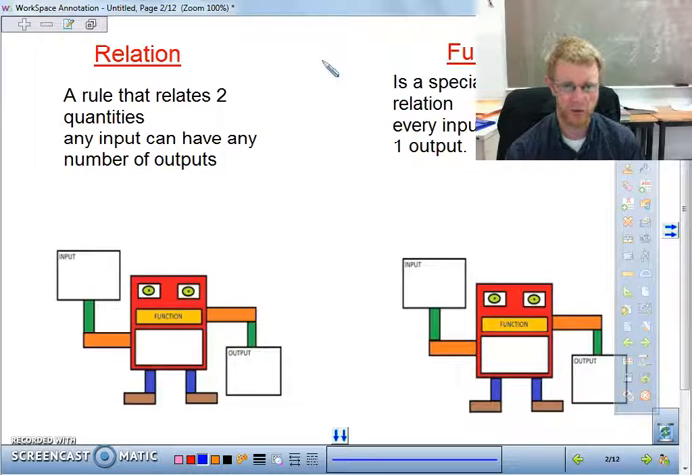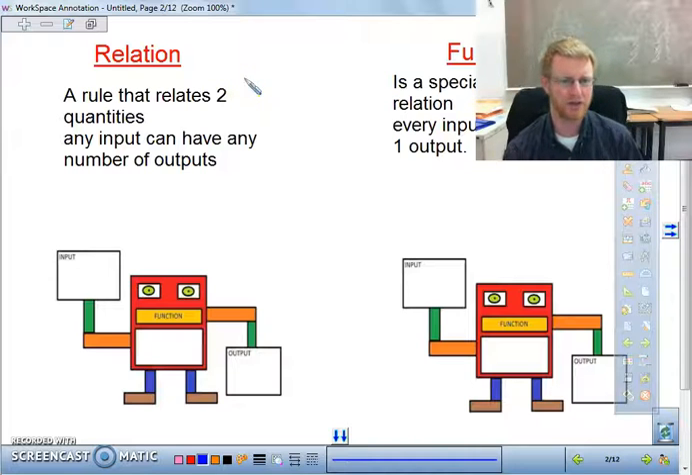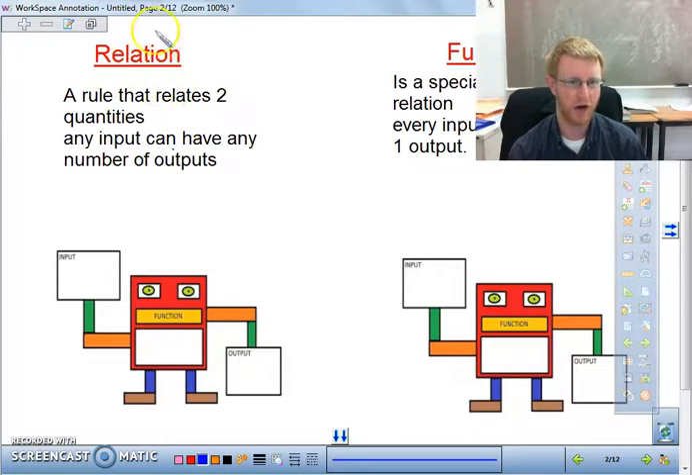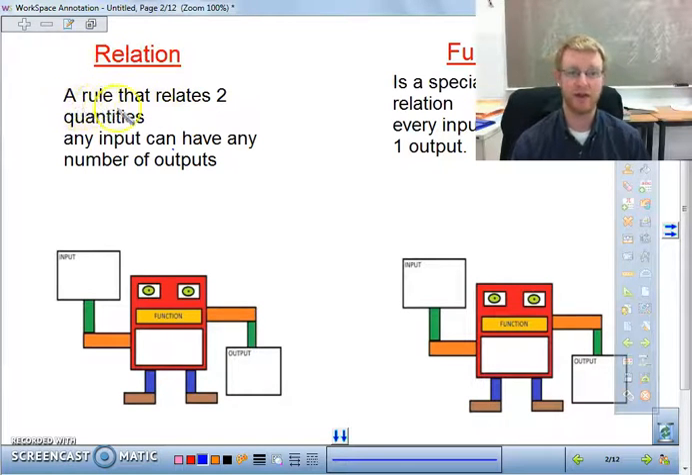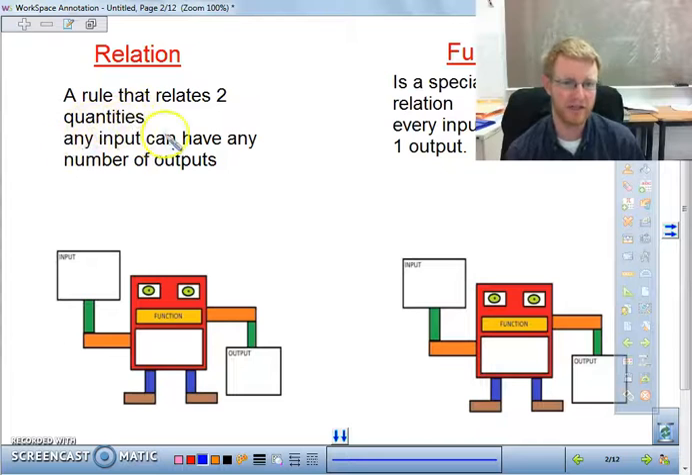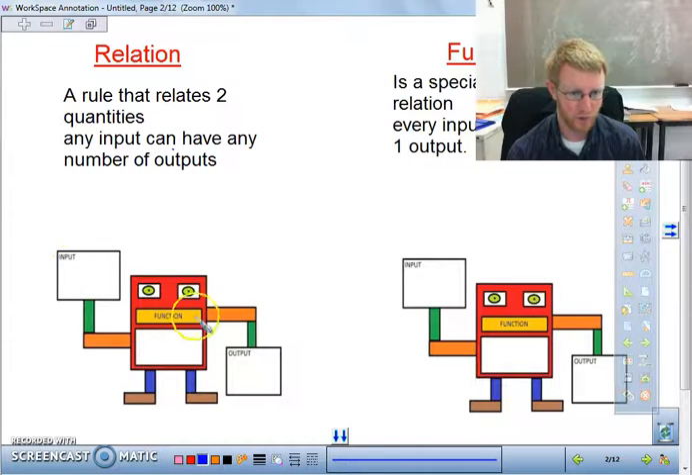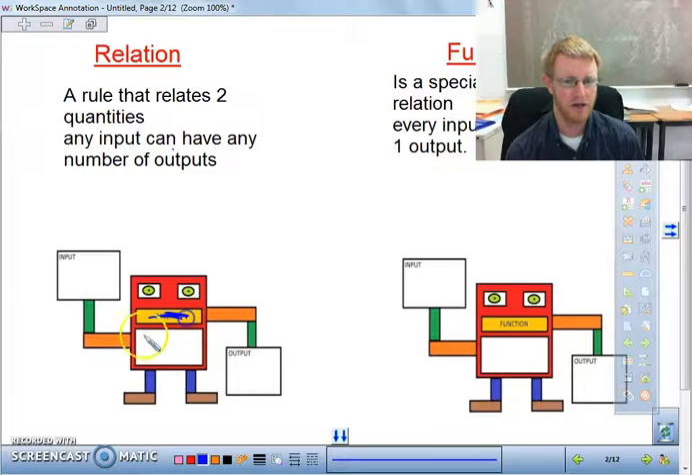So let's start off with what we have here. In this screen and on your paper, you see that we're talking about what a relation is and what a function is. So there are two different things. When we talk about a relation, it's basically just a rule that relates two quantities. Any input can have any number of outputs. What does that mean? It means that whatever we put here, it can be a relation. It doesn't have to be a function. We're not going to call it a function yet, okay?